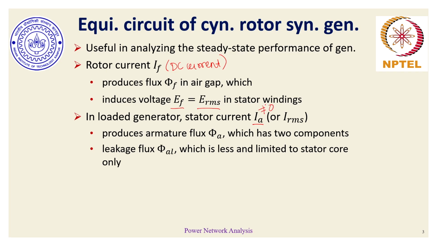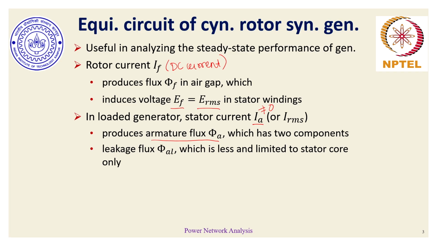I'm choosing IA not to be the current for phase A, but in fact IA represents the armature current or stator current, and it is the per phase equivalent representation. It is not the phase A current. So as a result, when the generator is loaded, there exists non-zero armature current, which also creates its own flux in the air gap, which we call the armature flux phi A, which is nothing but the effect of armature reaction.